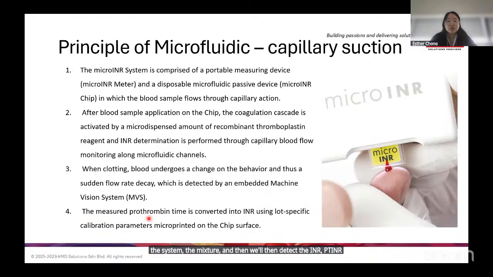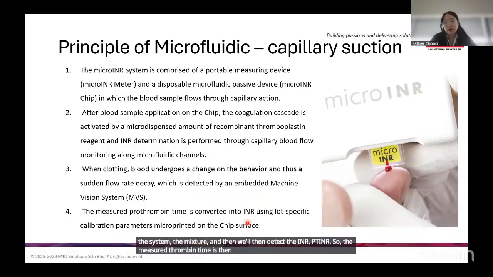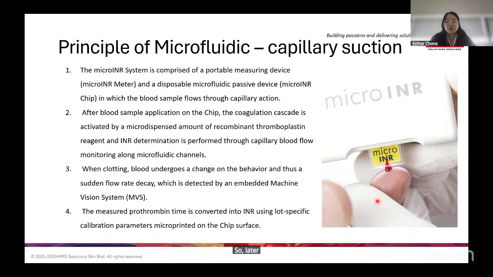So the measured thrombin time is then converted to INR using a lot specific calibration parameter micro-printed on the chip surface. So later we'll show you the chip because the chip is embedded with an INR lot specific calibration.